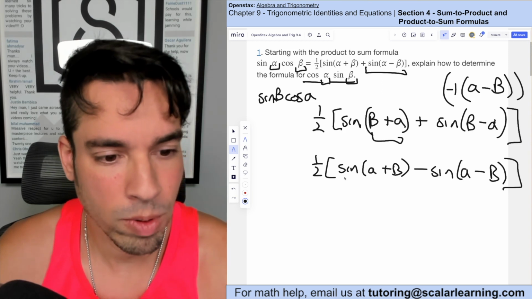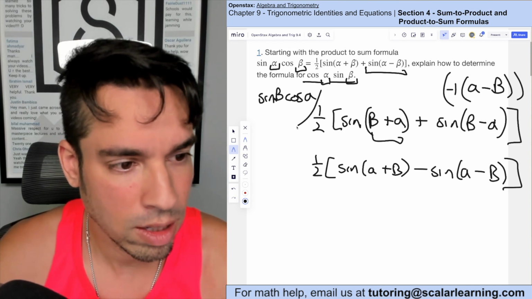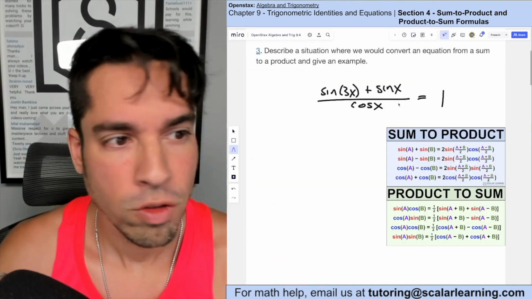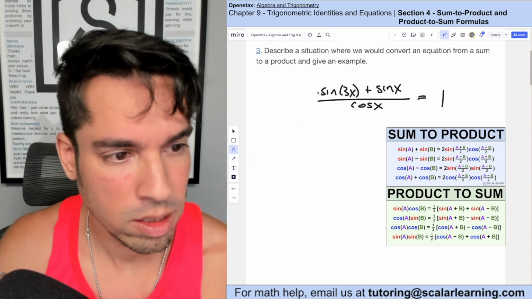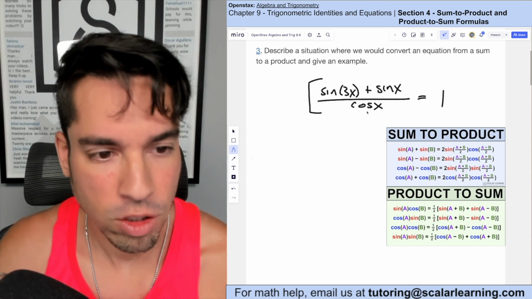And then now we have sine of A minus B like so. And this is the formula, right? This is how we get cosine of A sine B. It equals this exactly. So that's how you do it. Boom, done. So for this question, I'm going to use the example from the back of the book to show how we can turn sum to product into a benefit.